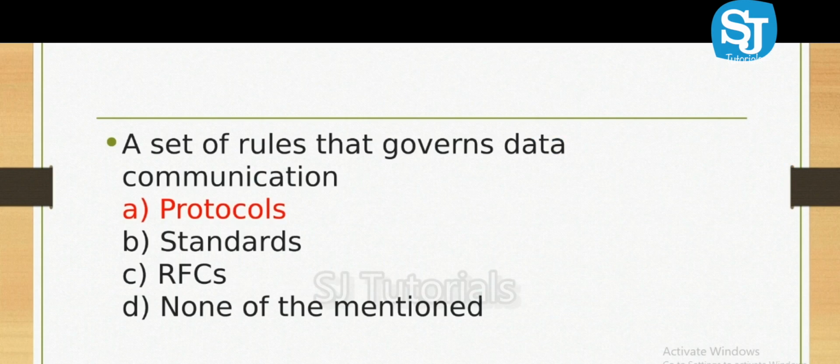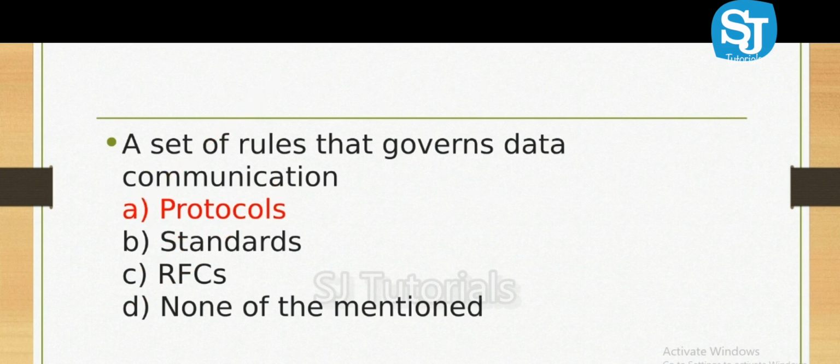Then the next question: the set of rules that governs data communication is called a dash. In a network, when data transfers from sender to receiver, a set of protocols or rules is used. That rule is called a protocol. The options are B, standards, C, RFC, D, none of these. So the correct answer is protocol.